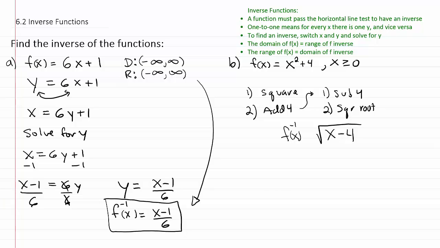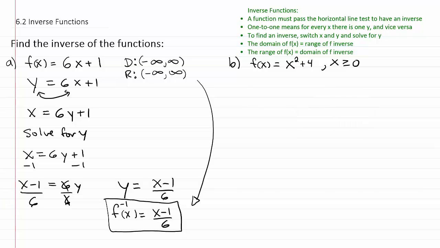But let's confirm that by using our procedure, right? So remember what our procedure is. We're going to replace f of x with y, and we'll set that equal to x squared plus 4. And then we're going to swap the x and the y positions. So we'll have x is equal to y squared plus 4. And then we solve for y. So subtract 4 from both sides, and we'll have x minus 4 is equal to y squared.